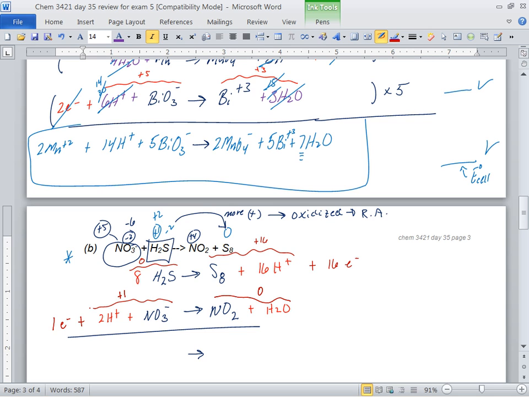Now multiplying the bottom one through by 16. Why is the left side +1? Because I've got the coefficient times the charge. So 2 times positive 2, and 1 times a negative 1. And the other side is just 1 times 0 plus 1 times 0.